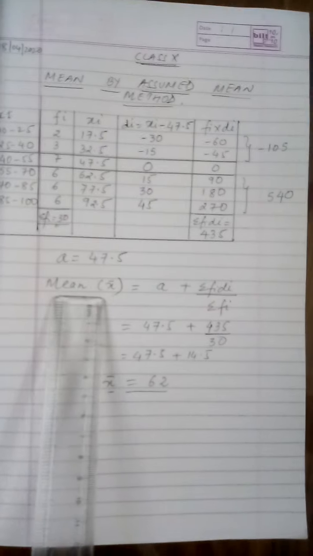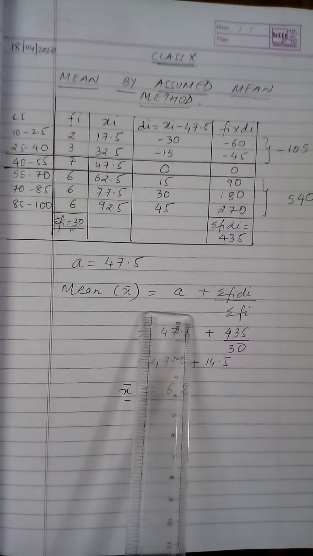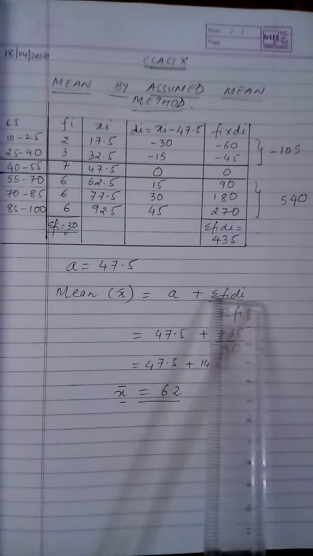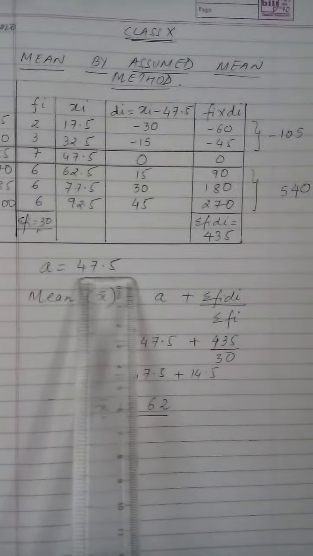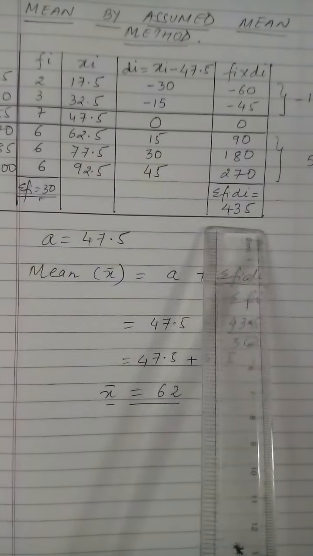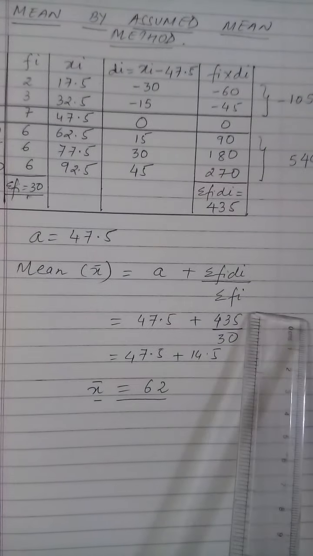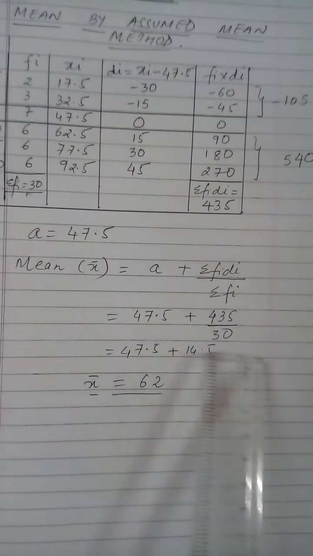Now the formula for the assume mean method of finding mean is x bar equal to a plus sigma fi di upon sigma fi. Your a was 47.5. I put the value as 47.5. Your sigma fi di came out at 435. I put it as 435. Sum of the fi column is 30. I replace it by 30. On solving it, I get the mean as 62. The value of mean is 62.